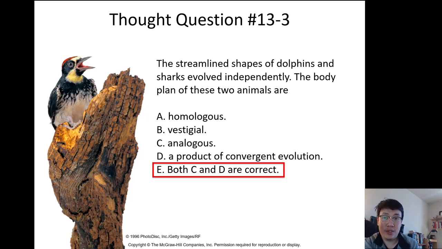They're analogous to each other because, again, the environment, they're both aquatic, right? In order to move through water, you need some stabilizers on you, hence the fins, the dorsal fin and the two side fins. And it's also the product of convergent evolution because the dolphin and a shark do not share a common ancestry. If anything, a shark is a fish. A dolphin is a mammal.